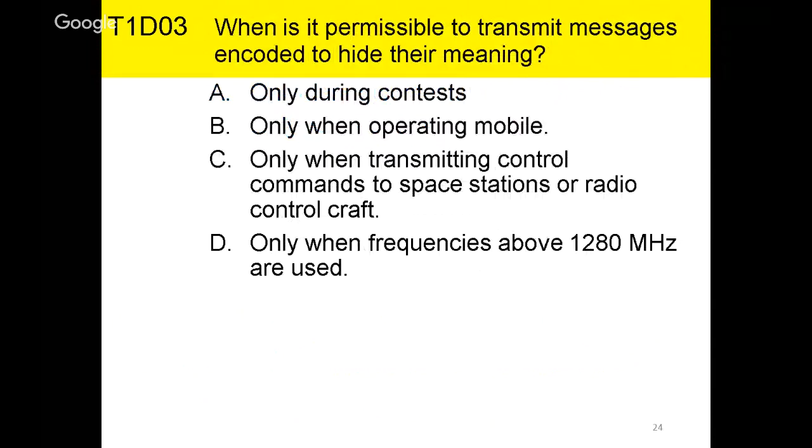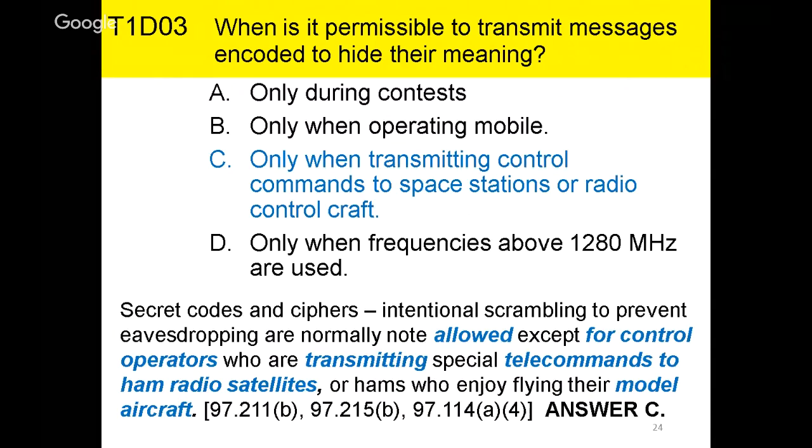When is it permissible to transmit messages encoded to hide their meaning? All right, generally speaking, everything should be English, either voice or CW. However, there is an opportunity to transmit messages that are encoded to hide their meaning. And the only time you're really allowed to do this is when you're transmitting control commands to space stations or radio control craft.